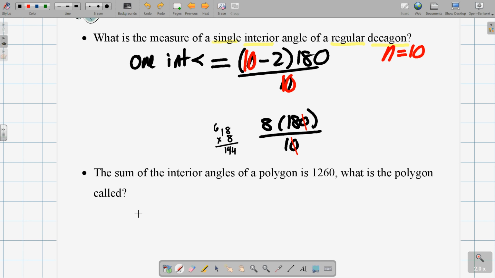So, and then always relabel. We just found one interior angle of a decagon. So I'm just going to put decagon underneath equals 144 degrees.